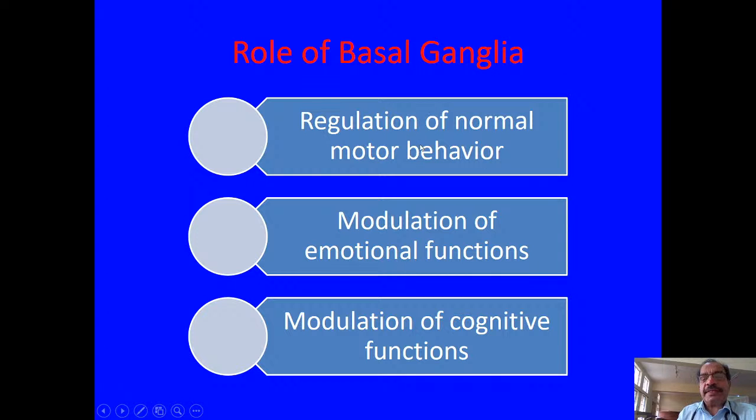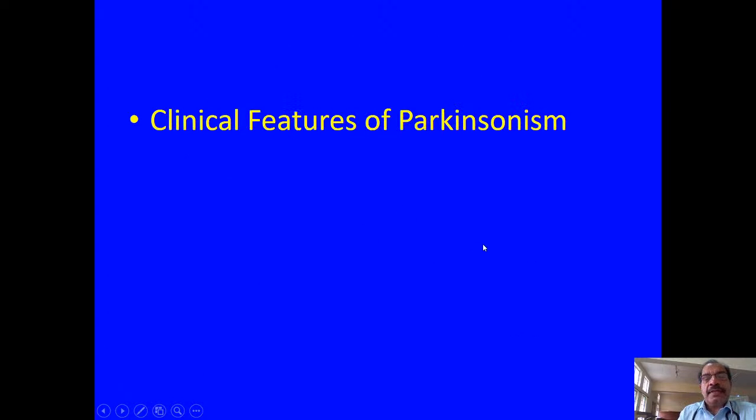That is the job of the basal ganglia. Similarly, the emotional function, which depends upon the temporal lobe and the frontal lobe, also is modulated by the basal ganglia. And also cognitive function. Cognitive function is basically served by the frontal lobe, but again the frontal lobe needs input from, or modulation by, the basal ganglia. So if a patient has developed some disease of the basal ganglia or its connections, then the patient will develop Parkinsonism. So those features I have already discussed.